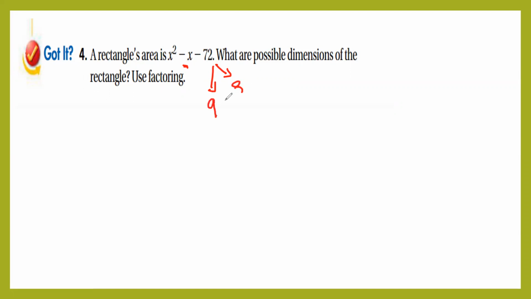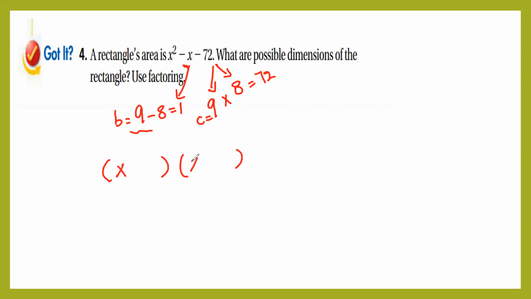Bravo, excellent. Thank you so much. So 9 times 8 gives me 72, and if I subtract 9 minus 8, it gives me 1. Bravo. So this is C and this is B. Amazing work, MashaAllah, you are a great worker. So the first one is x, the other one is x, 9, and here 8. Take care, the greater factor takes the B sign. So yes, it is negative here and positive there. And this is the final answer.